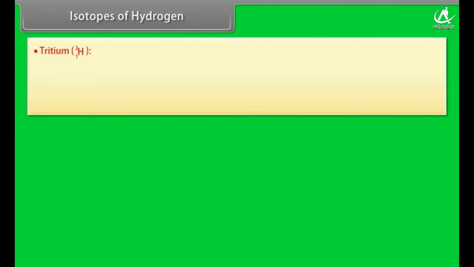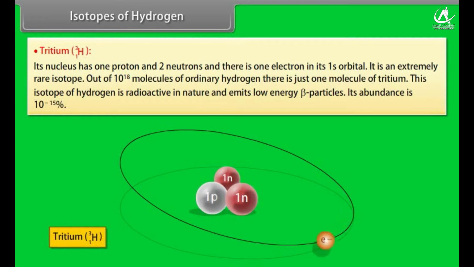0.0156%. Tritium. Its nucleus has 1 proton and 2 neutrons and there is 1 electron in its 1s orbital. It is an extremely rare isotope. Out of 10^18 molecules of ordinary hydrogen, there is just 1 molecule of tritium. This isotope of hydrogen is radioactive in nature and emits low-energy beta particles. Its abundance is 10^-15%.